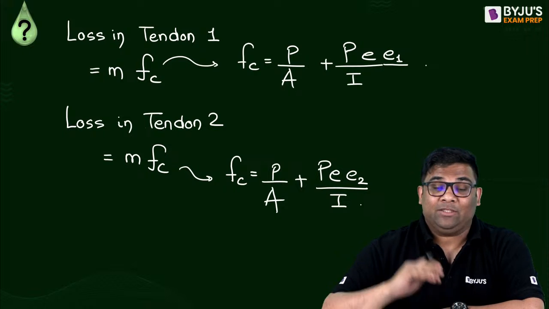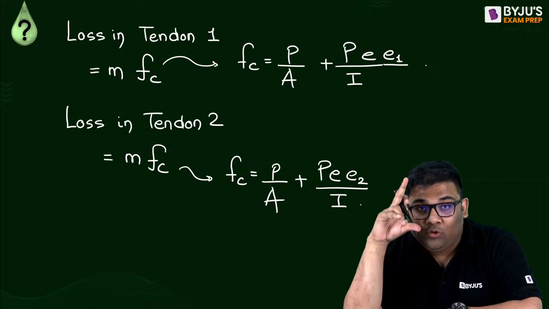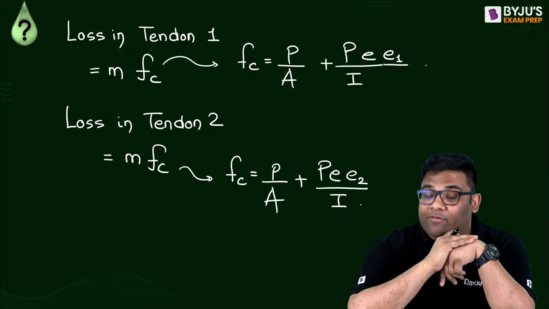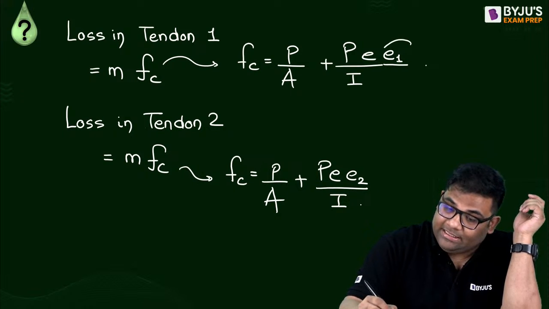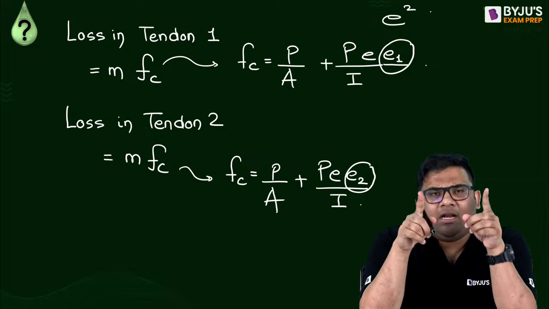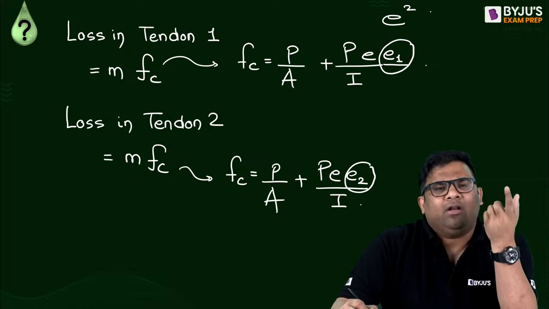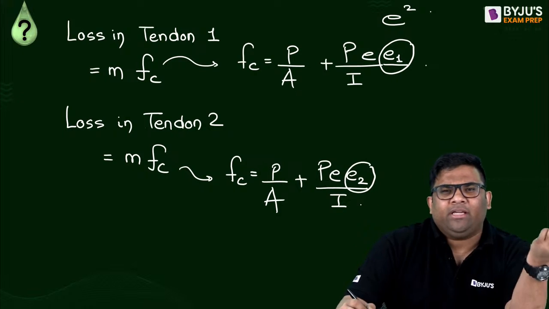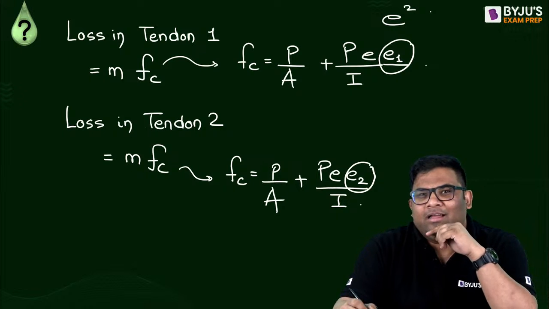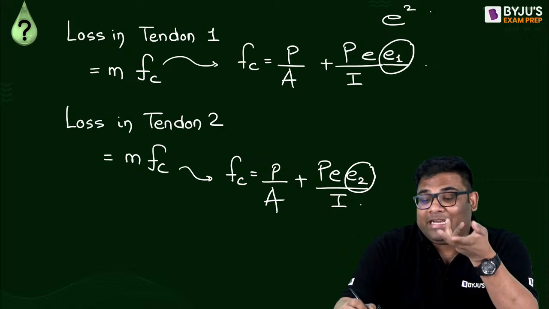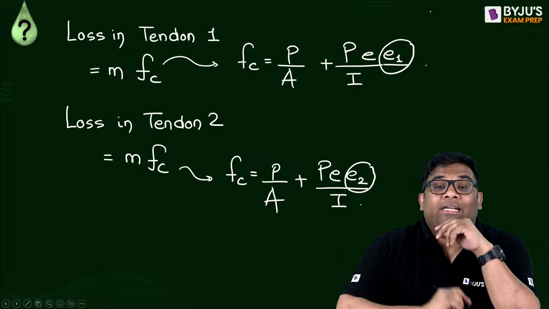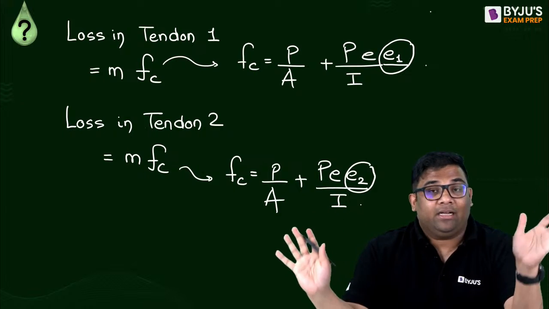So this only varies when you have tensioning at two locations. Tensioning at two locations, what we are doing? We are changing this. It becomes E1, E2. Normally it is E square, because if there is one location, then E1 is equal to E2 is equal to E only. Therefore it is E square. But here it will not be E square, it will be E into E1 for tendon 1 and E into E2 for tendon 2. That's it. Let us solve one question then.